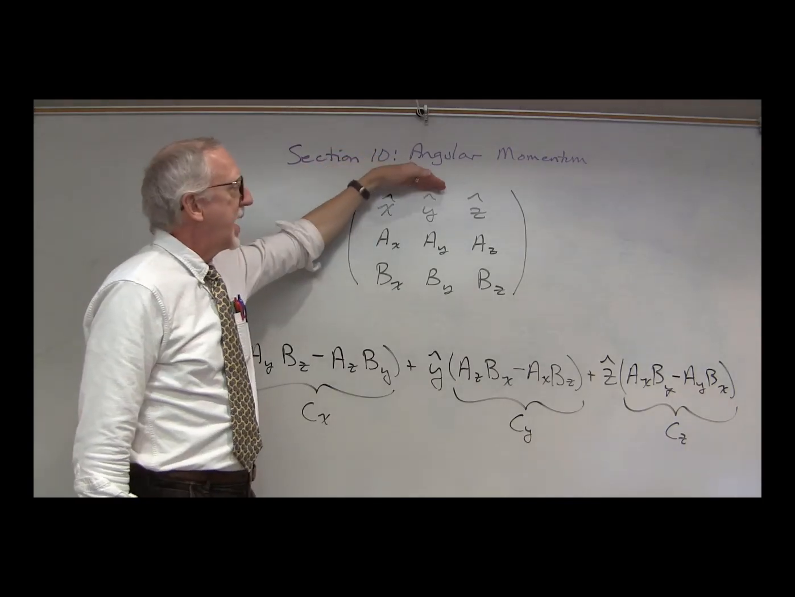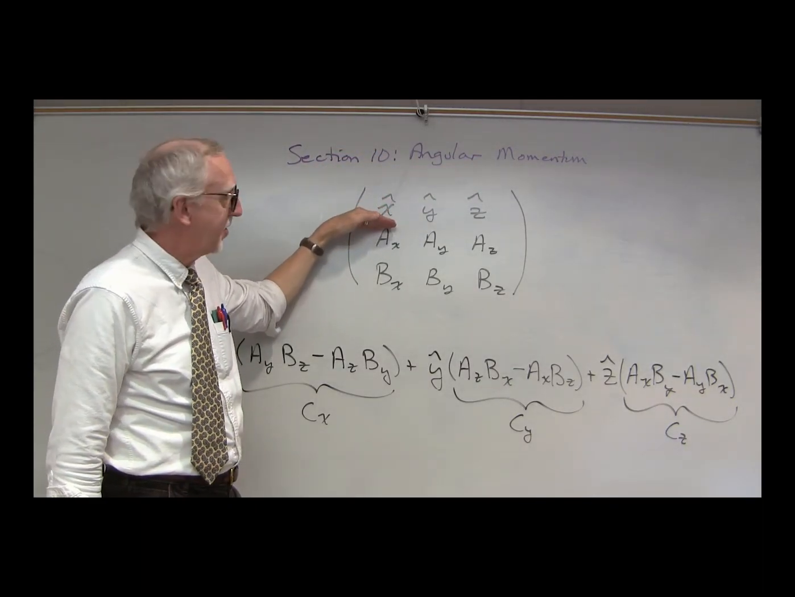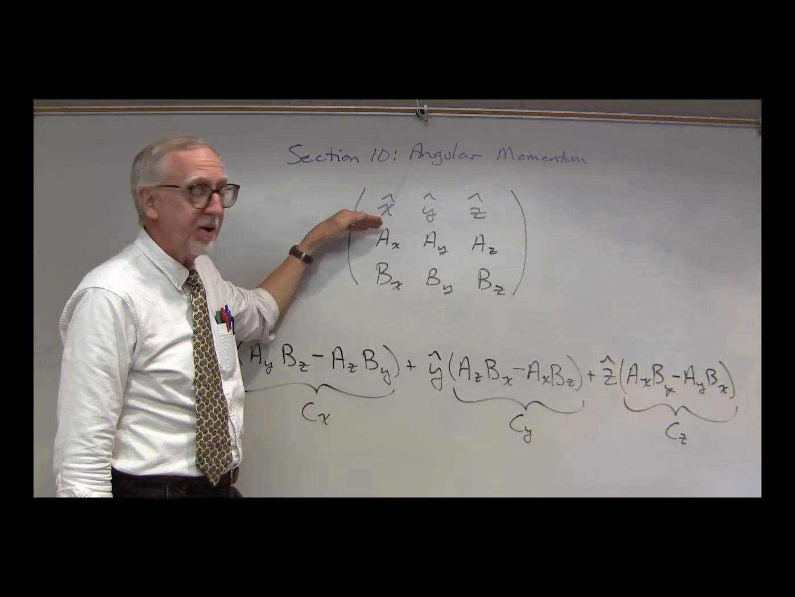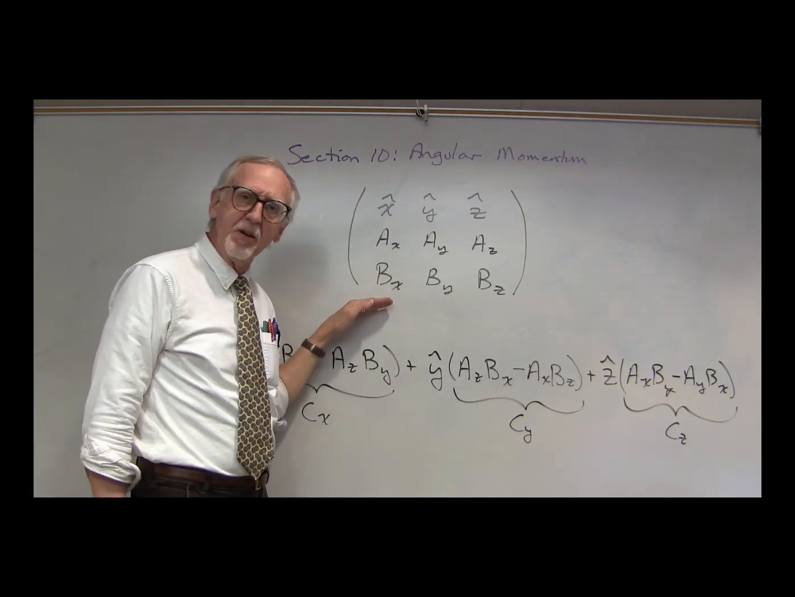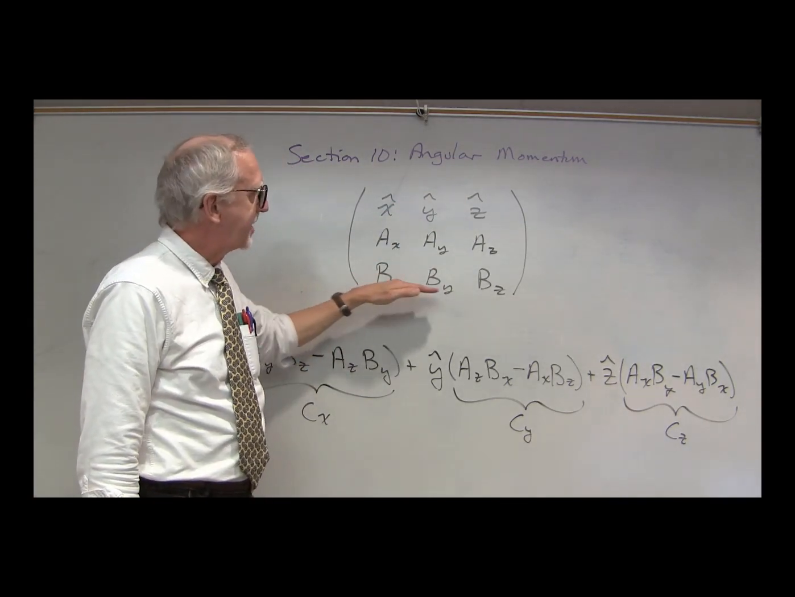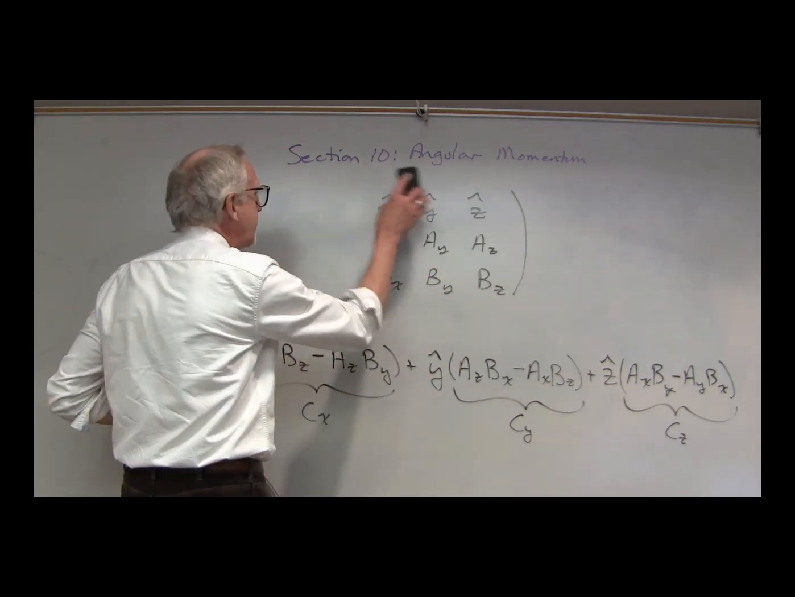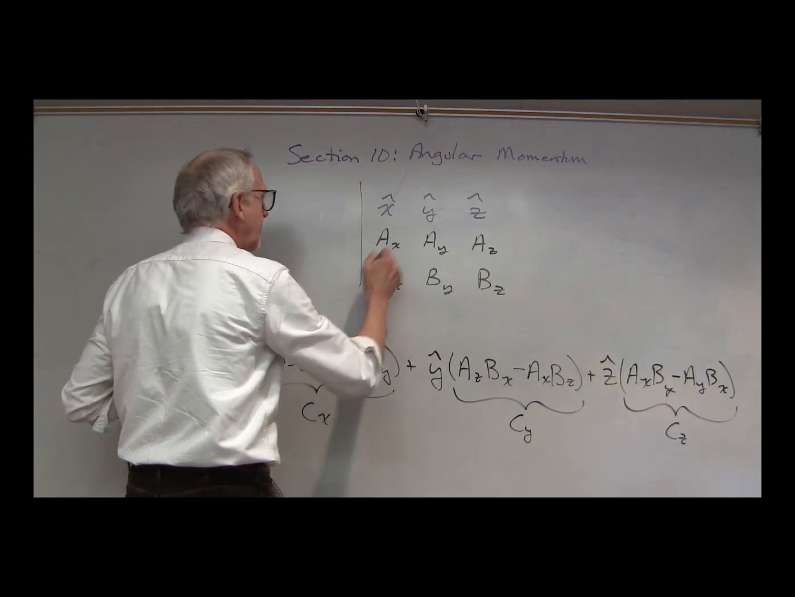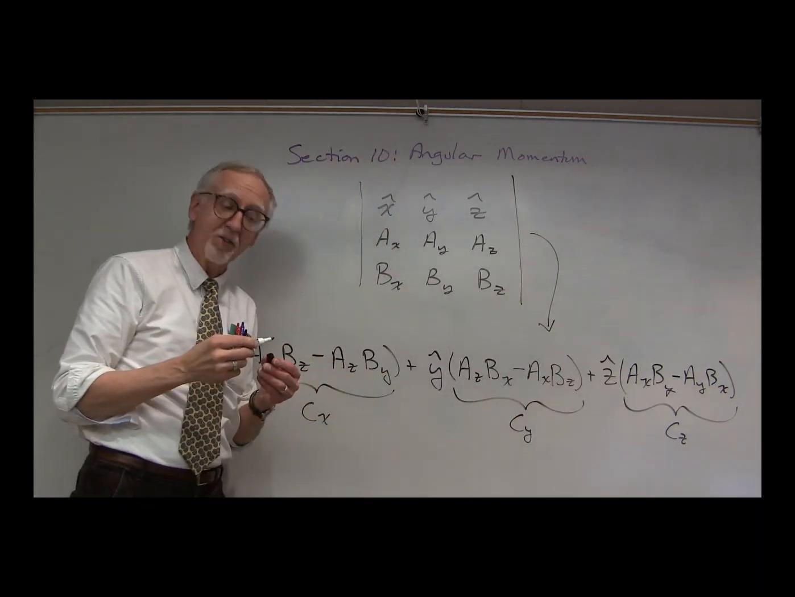It's got actual unit vectors for part of the elements and then numbers for the other elements. Across the second row, we have the components of the A vector, ax, ay, az. And across the bottom row, we have the components of the second vector, bx, by, bz. For this matrix, if we were to take the determinant of this matrix, it turns out that we get exactly this form.